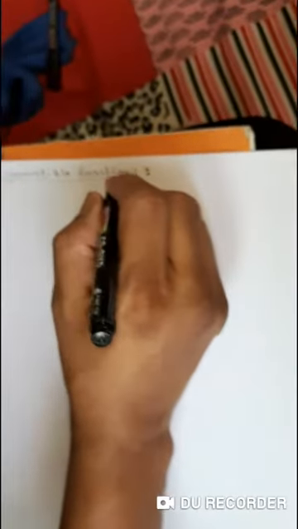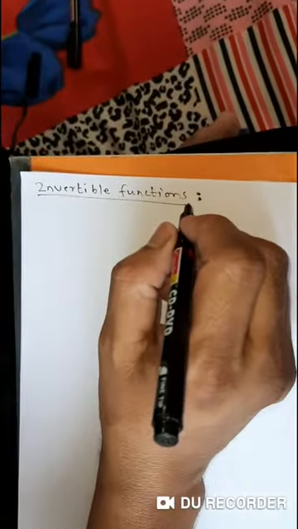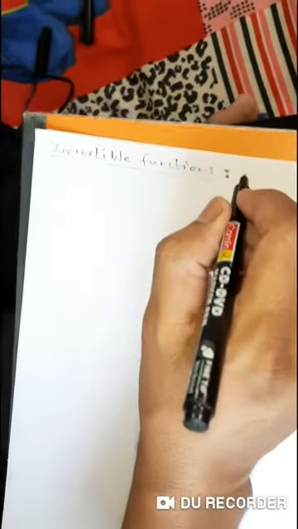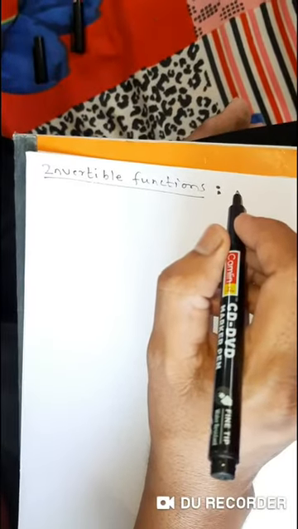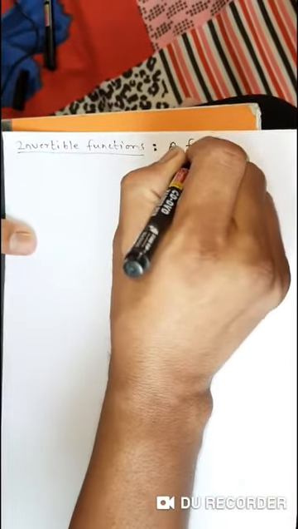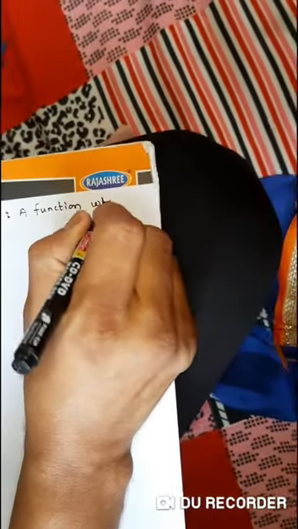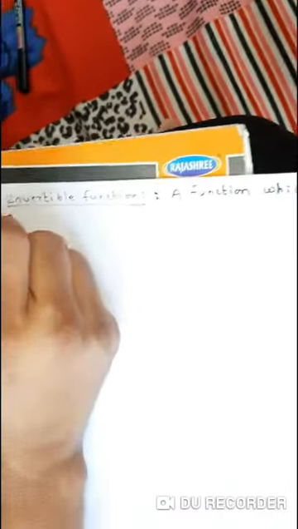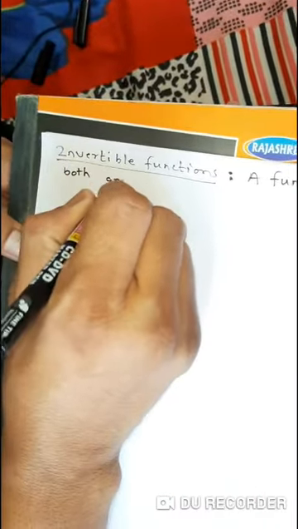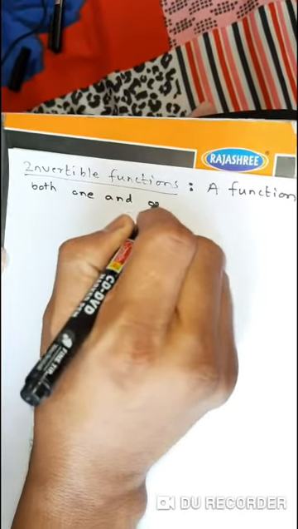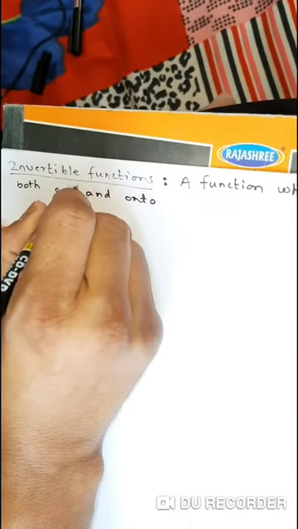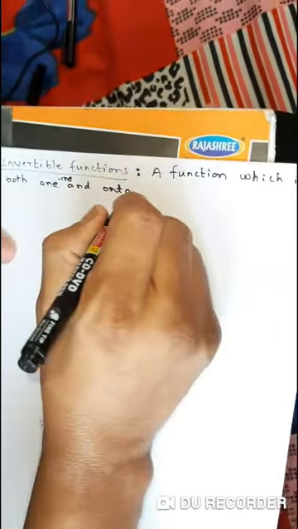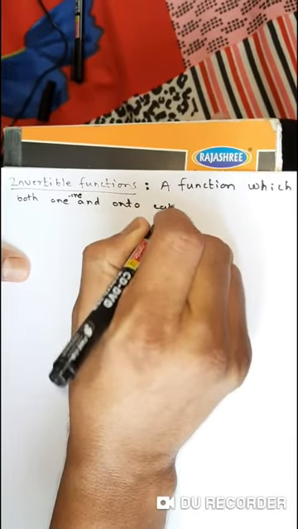Repeat. Functions. A function which is both 1-1 and onto, both 1-1 and onto, is called an invertible function.